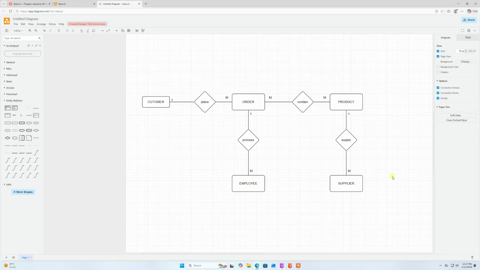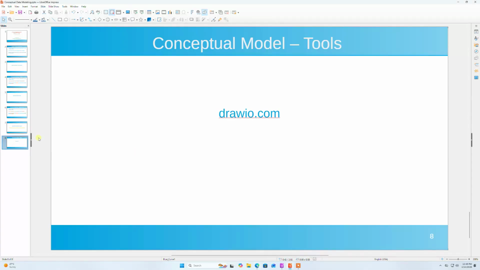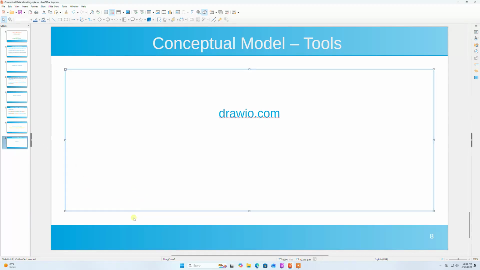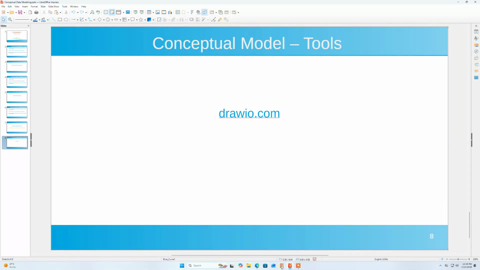So this is called conceptual data modeling, and it gives us the concept of how our project will look. I can take it from here, and if I have to present it to someone, then I can add this ERD here. Sorry, I can take the image and paste it here.